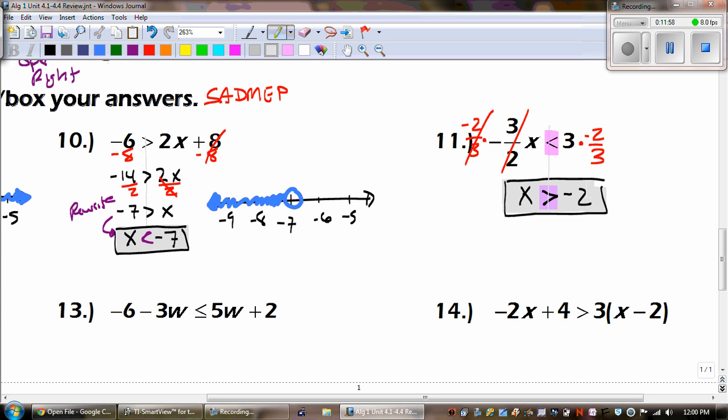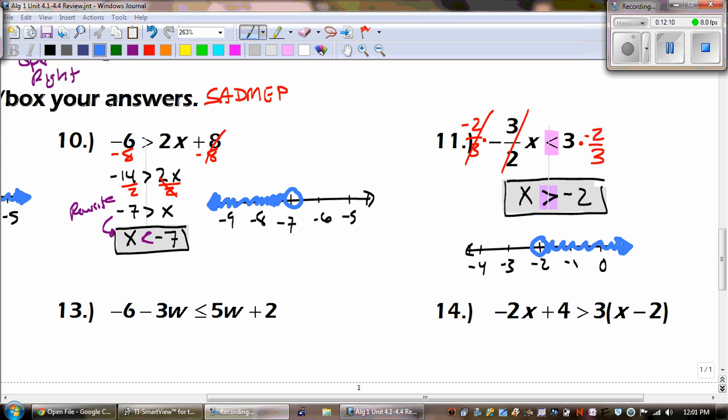Why don't you see if you can graph this one all on your own? Go ahead and pause the video, and good luck. Okay, so you should have gotten open circle at -2 and shade everything to the right.